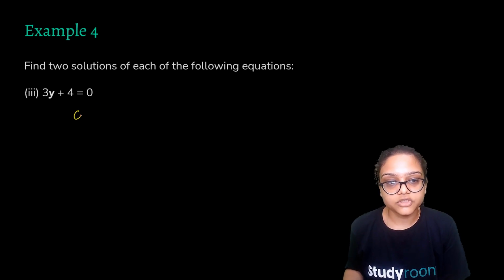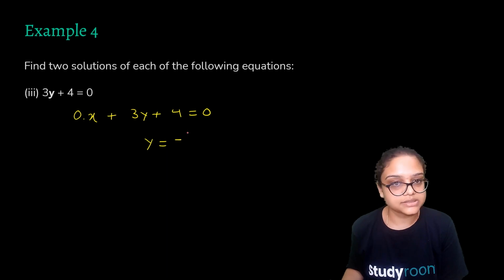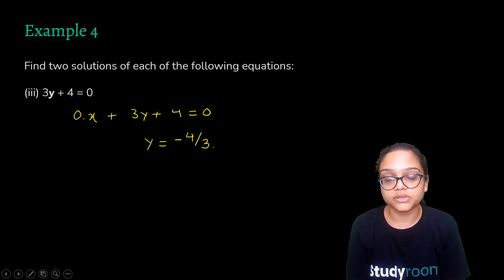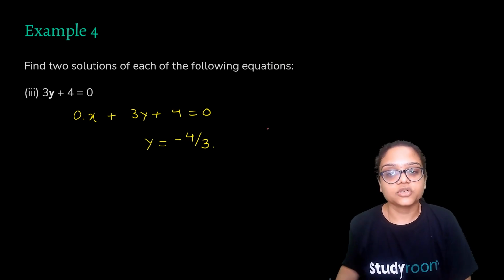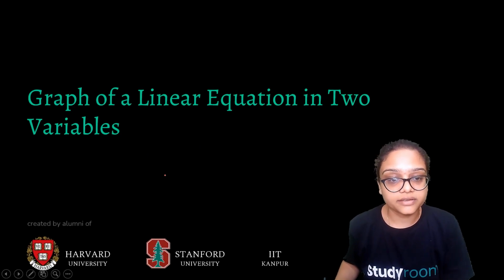The equation here states that 0x plus 3y plus 4 equals 0. But the equation is in one variable, since the coefficient of the other variable is 0. So for y, the only value possible would be minus 4 divided by 3. Now just think about what would be x, since x is not given.